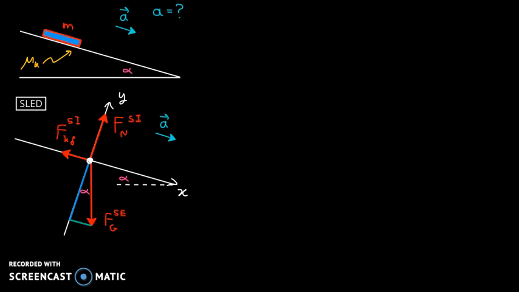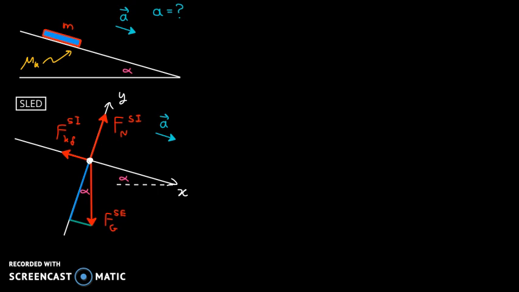Now that I have my free body diagram, what do I do next? I apply Newton's second law along the x-axis. Why? Because the acceleration is in the x direction, right? So the most natural next step will be to focus on the x direction and set up our force equation for the x direction. And I know that there's acceleration in the x direction, so that's Newton's second law.